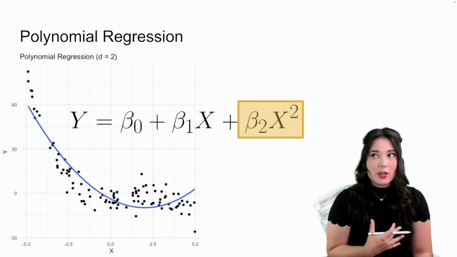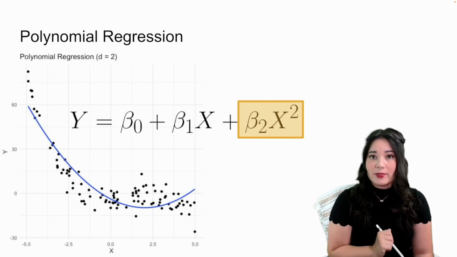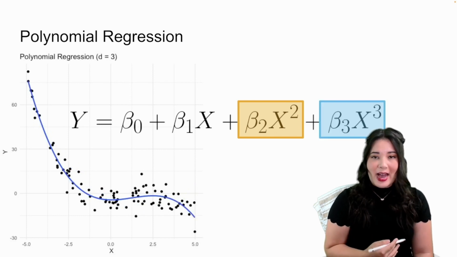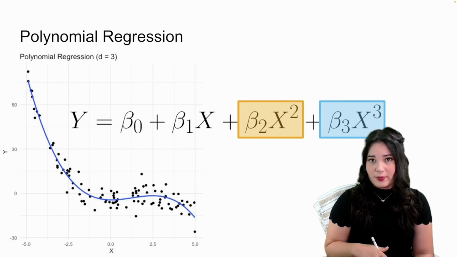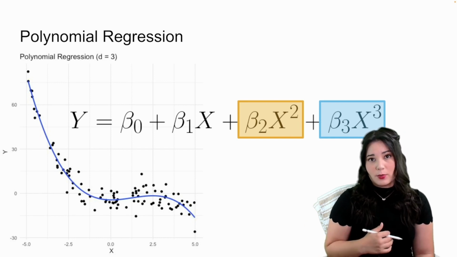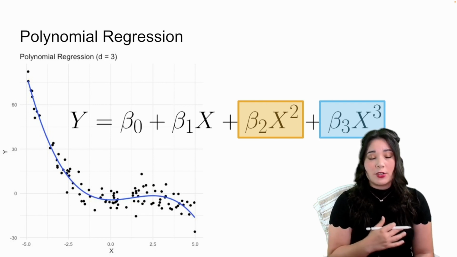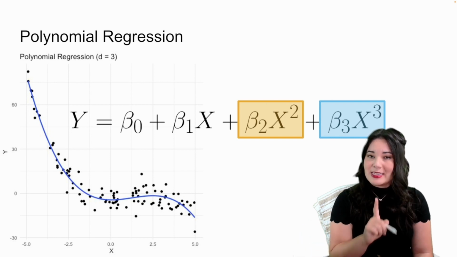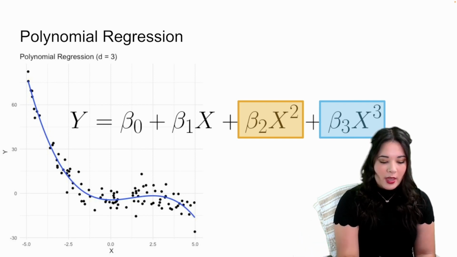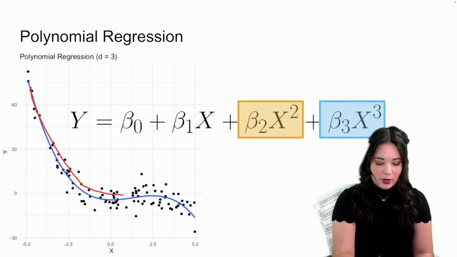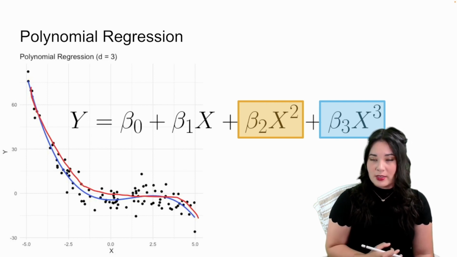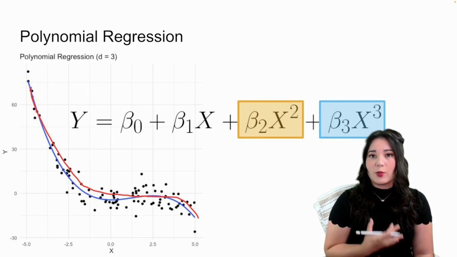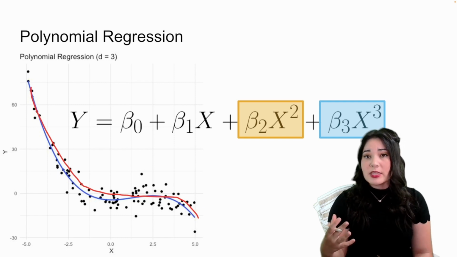Now, this line fits our data a lot better, but we don't have to stop there. We could also add an x cubed. Again, this is just like adding two new columns to our data frame, where one of the columns is our original predictor squared and the other column is our original predictor cubed. Again, we're still just doing linear regression, but our predictions end up being nonlinear. If we look at this, we now have a cubic curve, and this actually almost perfectly fits the relationship in our data.